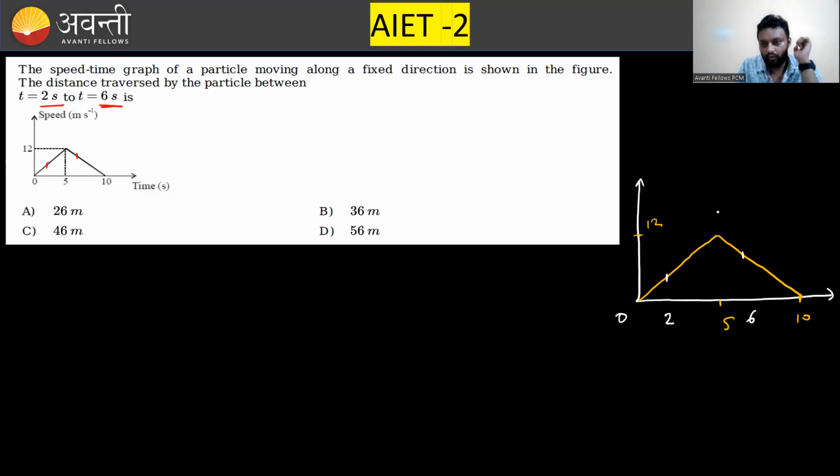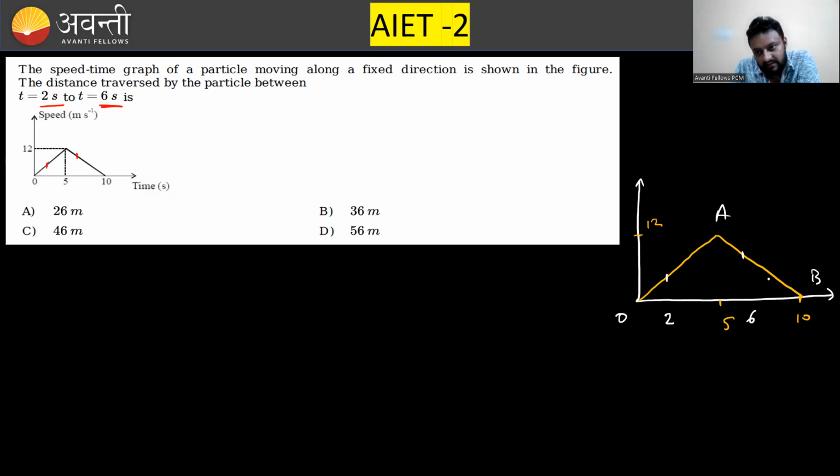Let's suppose this is O, A, and B. From O to A, the slope is a straight line. The path is a straight line. That means it is moving with some constant acceleration, and this acceleration is positive. By the previous discussion that we did in the graph question, we can understand that slope is positive. That means this is going to be acceleration.